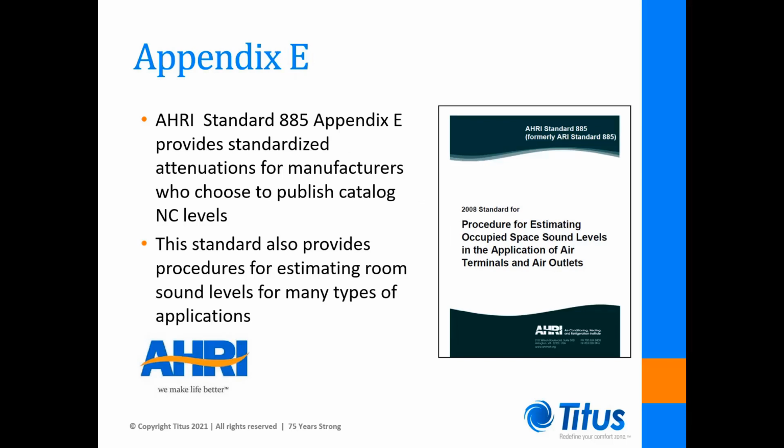So where do those published noise criteria or NC numbers come from? They come from AHRI Standard 885, specifically from Appendix E. These are the standard sound attenuations that manufacturers should apply to sound power values if they choose to publish NC levels. They should also be the default values found in any software selection tools.